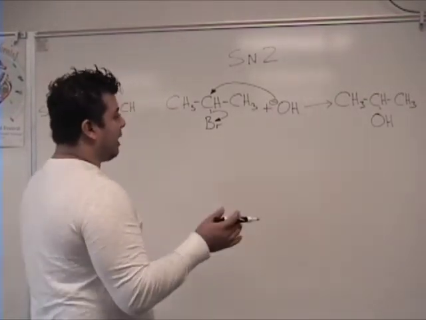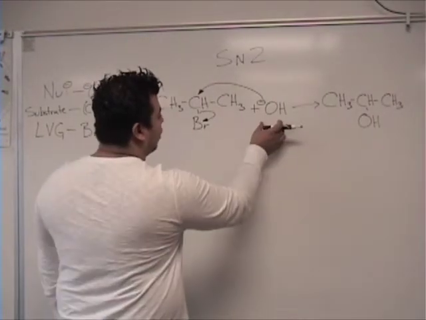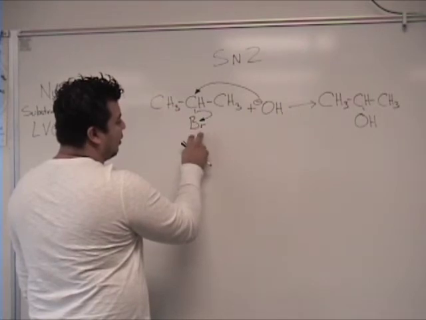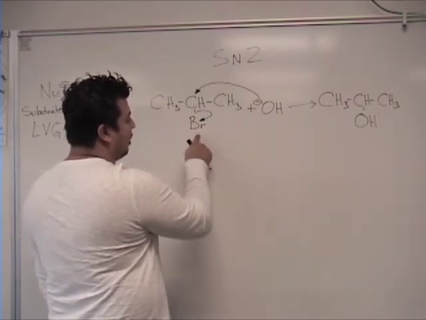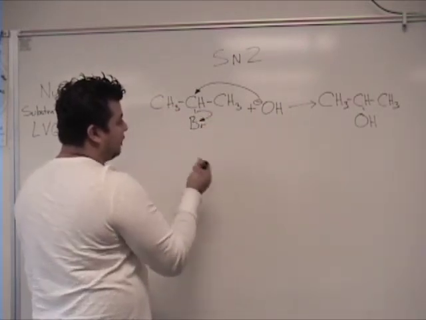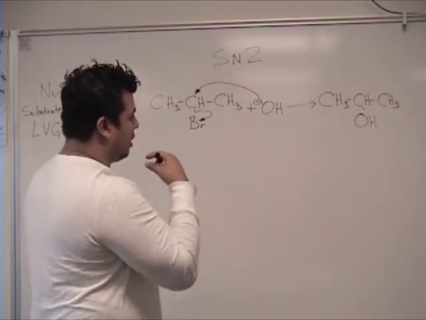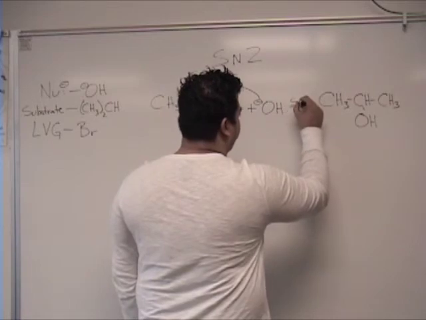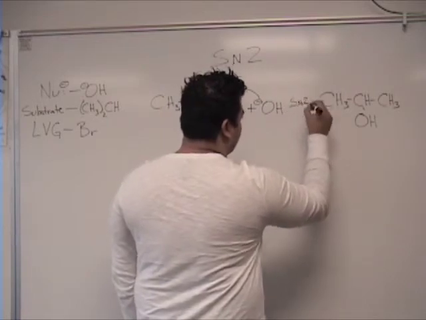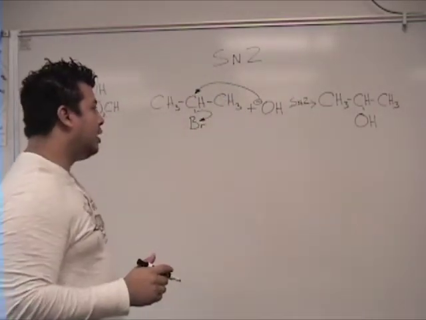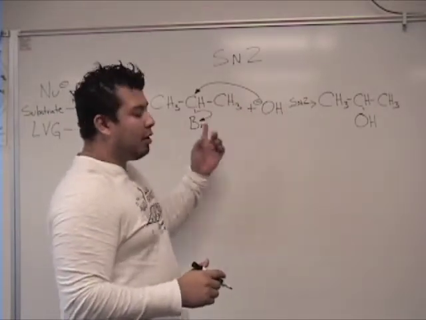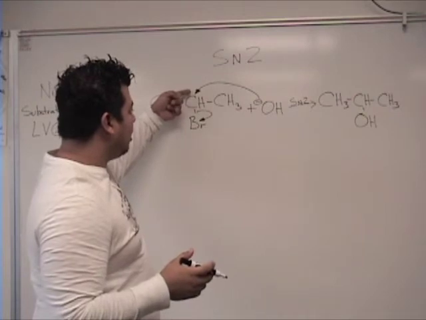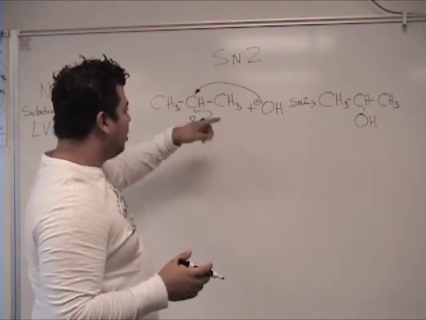So the mechanism is your nucleophile attacks the carbon that is bonded directly to the leaving group, and then the leaving group leaves with the electrons. And this is the result. So this underwent SN2, and that's what happened. Now, what we see here is a backside attack. It's attacking the carbon from the back.